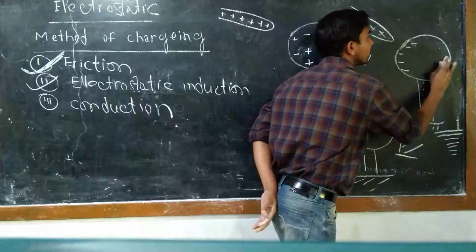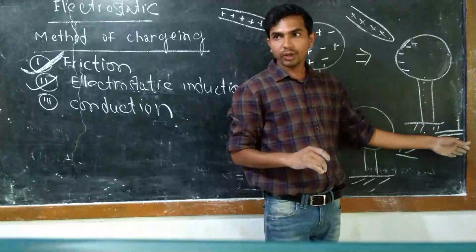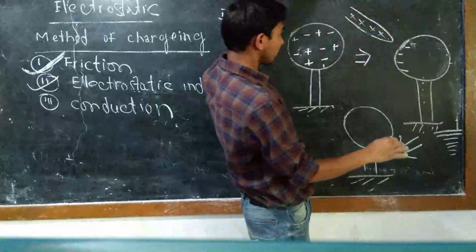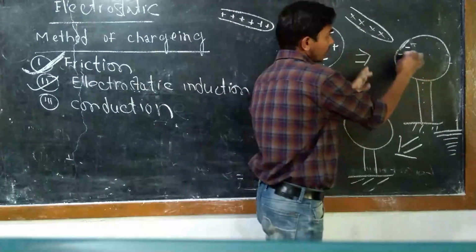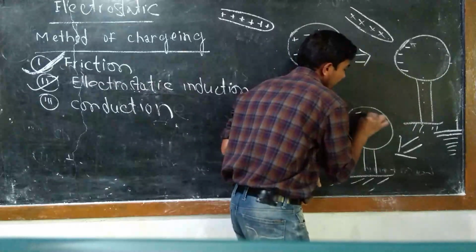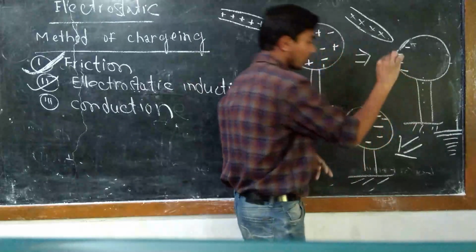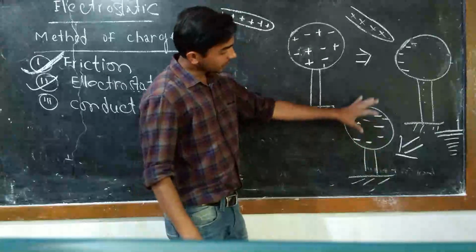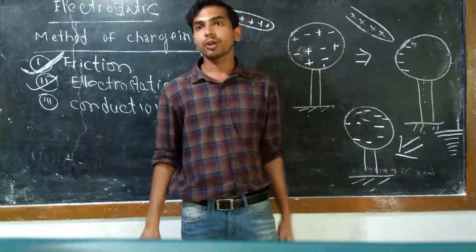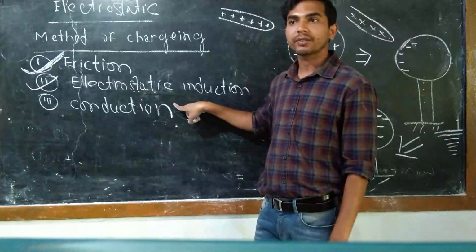Disconnecting this one means this positive is not present. This positive went into the ground, and only negative is present. Now I am going to remove this one, and the negative charge will again distribute over the entire body. So now see, this body becomes negatively charged. This method of charging is known as induction, charging by induction or electrostatic induction.